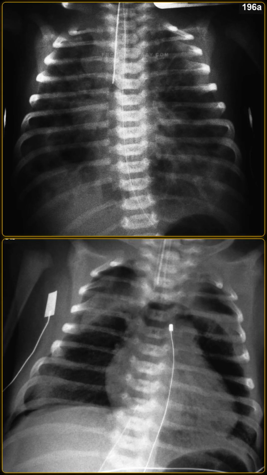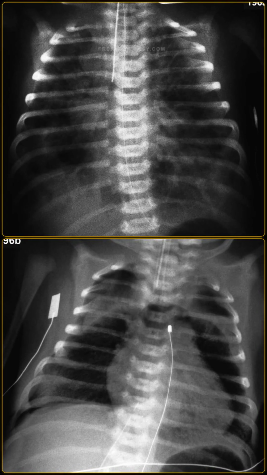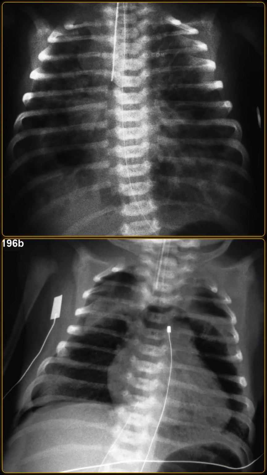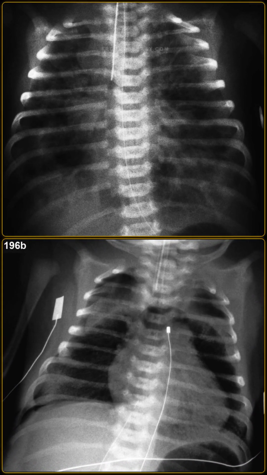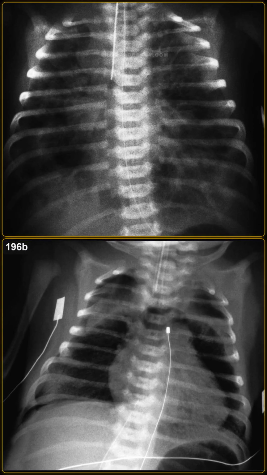This severe air trapping can cause alveolar rupture, resulting in complications such as pulmonary interstitial emphysema, pneumothorax, or a large pneumomediastinum, which can elevate and outline the thymus to produce the classic angel's wings sign seen on the second film.